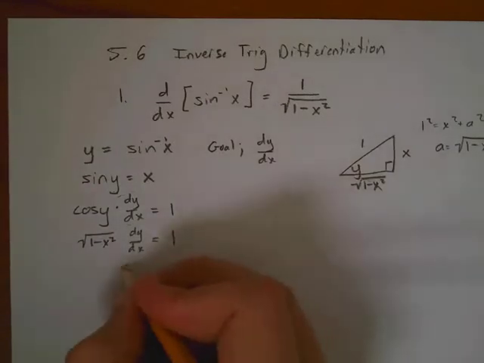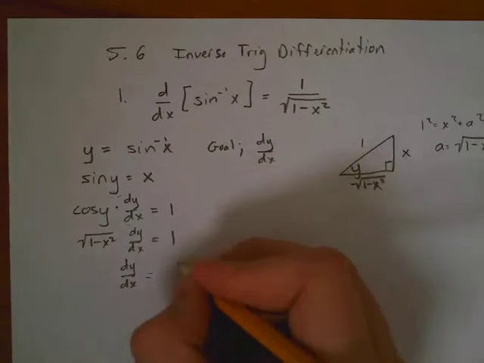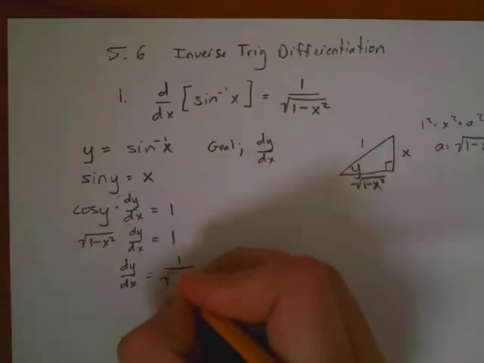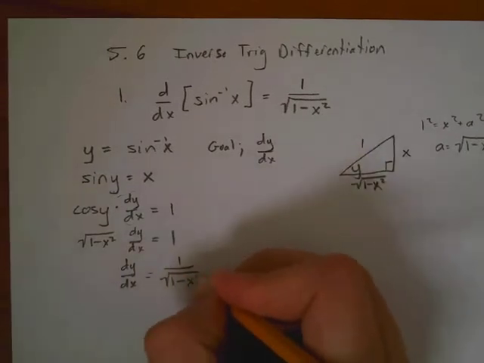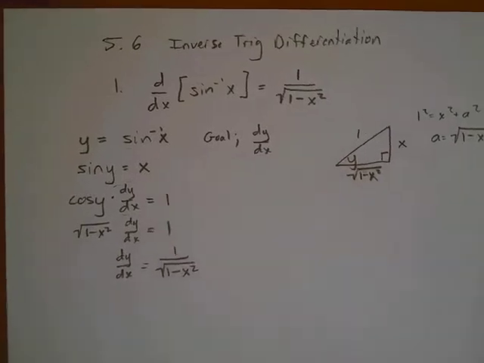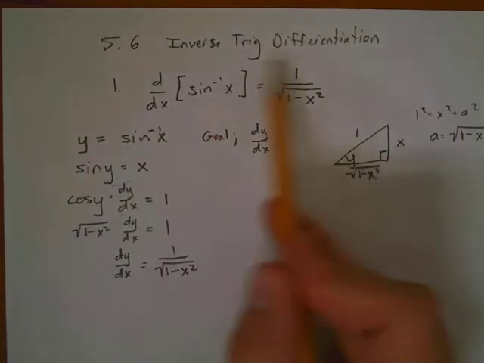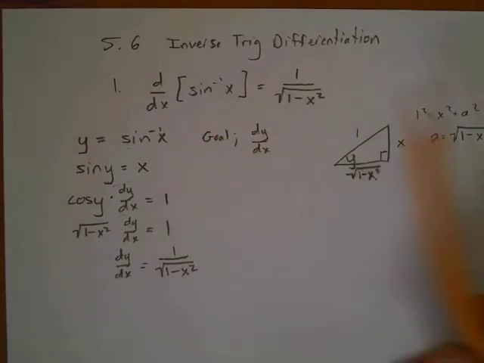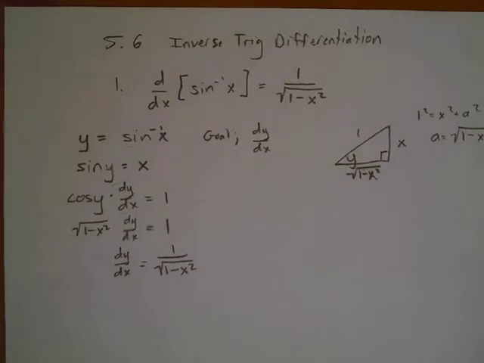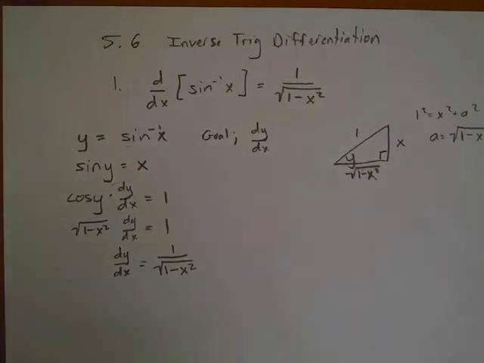And solving for dy dx, I get 1 over the square root of 1 minus x squared, which is what we were trying to prove in the first place. So dy dx is equal to 1 over the square root of 1 minus x squared. And that's a proof that the derivative of the inverse sine of x is that.